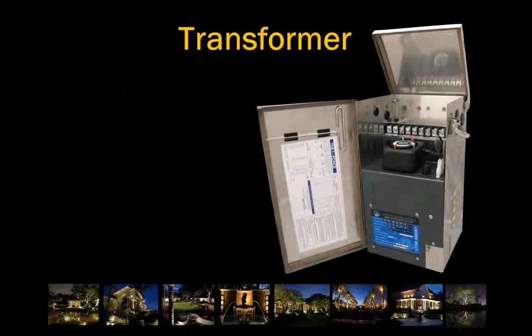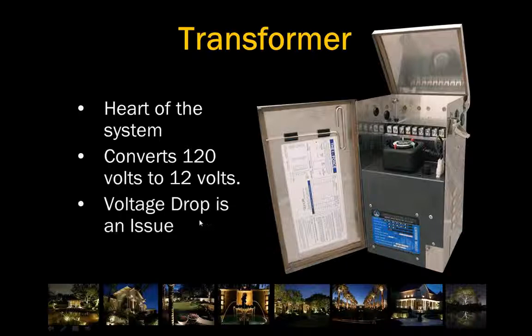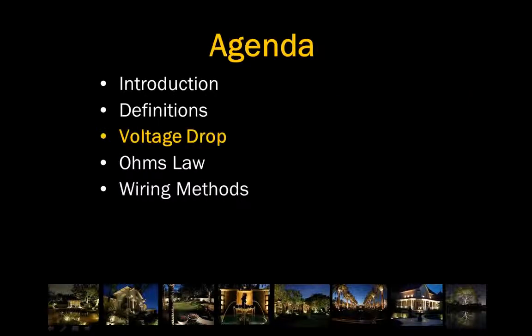Speaking of the transformer, here is a picture of one, and the transformer really is the heart of the system. It's taking 120 volts out of the wall and converting it down to 12 volts, which is what we're using to run each of our fixtures, run our lamps. And because it's a 12-volt system, voltage drop becomes an issue on any low-voltage lighting system. And we account for that with the multi-tap transformer, which we'll talk about later in this module.